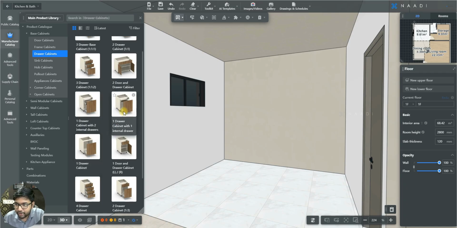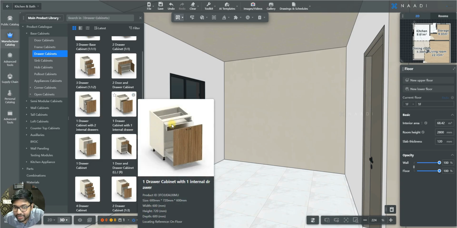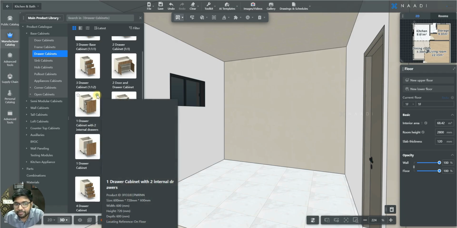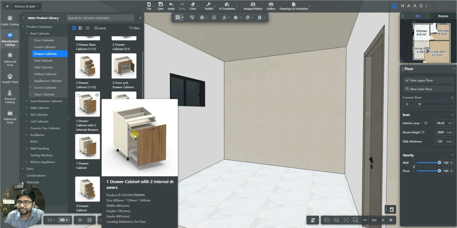This one is also a single drawer cabinet, but you will see inside it has one internal drawer. The thumbnail also you can understand. Can you see here? From the elevation point of view, it looks like a single drawer, but if you open it up, inside you will see a small regular drawer. And this one is also a single drawer cabinet from the elevation point of view, but if you open it up, you will see two internal drawers inside. Both will be your cutlery drawers. So this is how crucial your thumbnail and the name plays when it comes to navigating the cabinets.